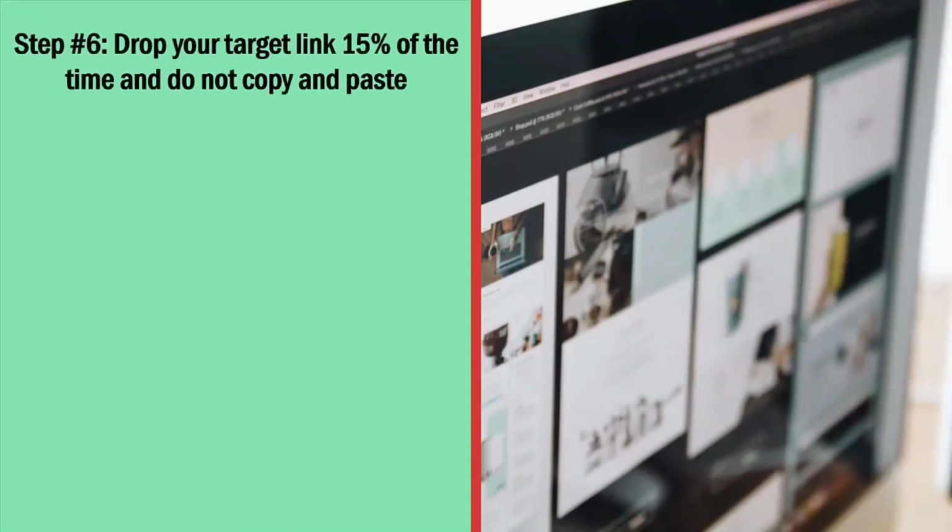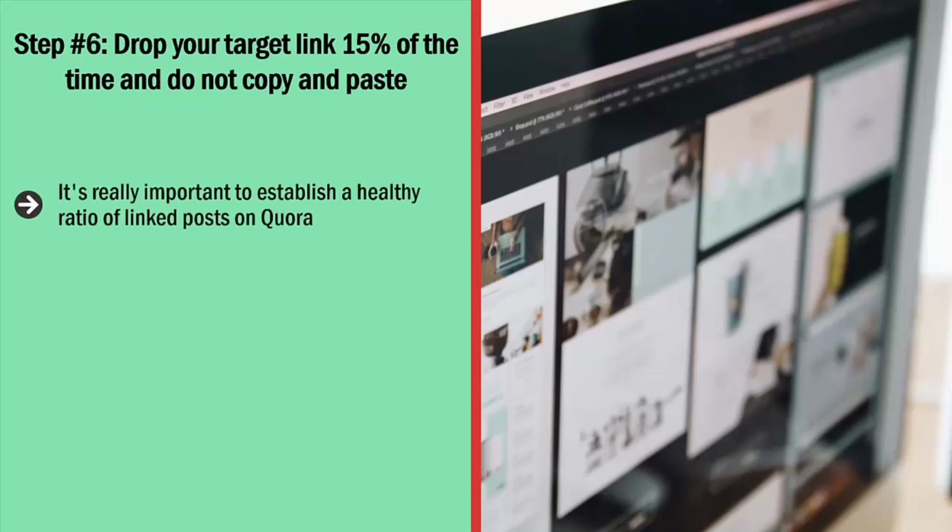Step number 6, drop your target link 15% of the time and do not copy and paste. It's really important to establish a healthy ratio of linked posts on Quora. As I keep repeating, when administrators check your account, they must not see a clear pattern. You must throw them off. Your account must look legit. Your account must look like the account of somebody who truly likes helping people by answering their questions.